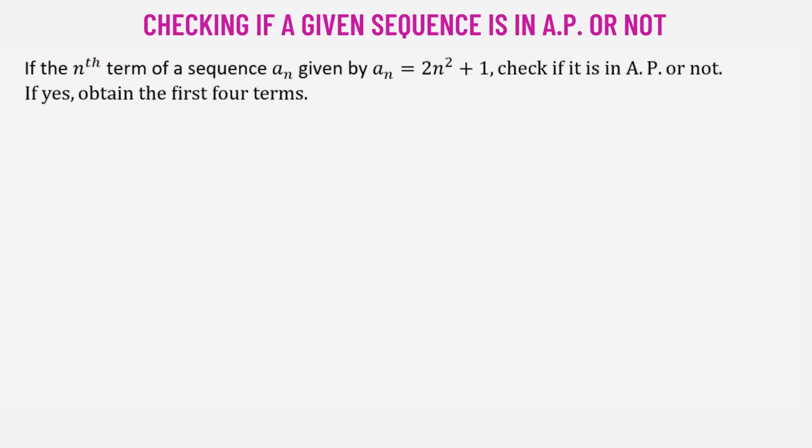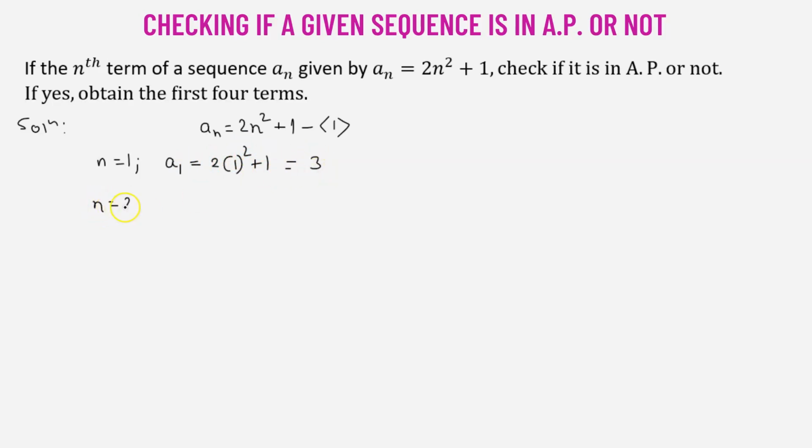Problem number 2. The nth term of a sequence is given by 2n squared plus 1. We need to check whether it is an AP or not. So let's begin. This time we have our sequence given by 2 times n squared plus 1. Let's label this as equation number 1. We'll obtain the first 4 terms. The first term will be for n equals to 1. That means we have a1 equals 2 times 1 squared plus 1. That's going to give us the value 3.